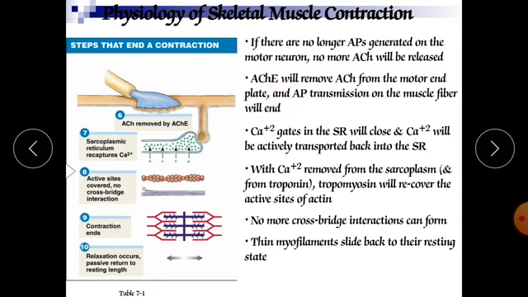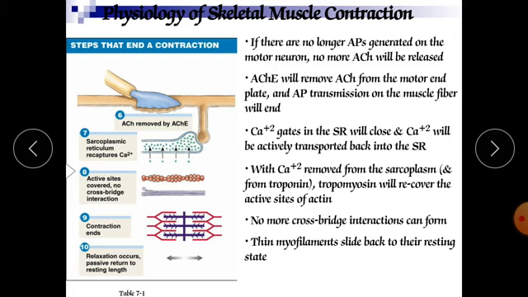Whatever acetylcholine has been released and remains here can be destroyed by this anticholinesterase, and the action potential transmission on the muscle fiber will end. Only this acetylcholine is responsible for the action potential, and if there is no acetylcholine, there will be no action potential transmission, and no further neuroinnervation will occur.